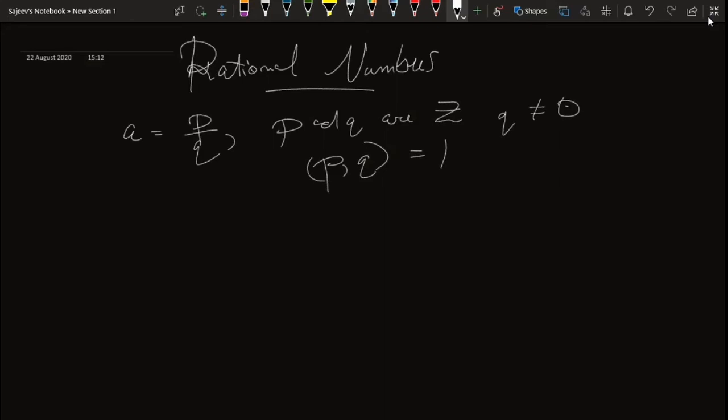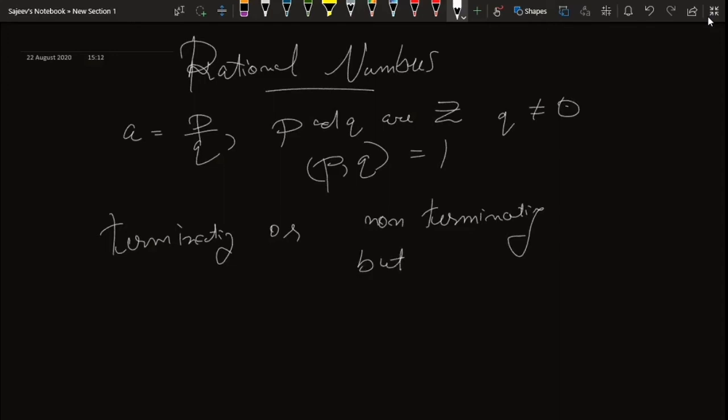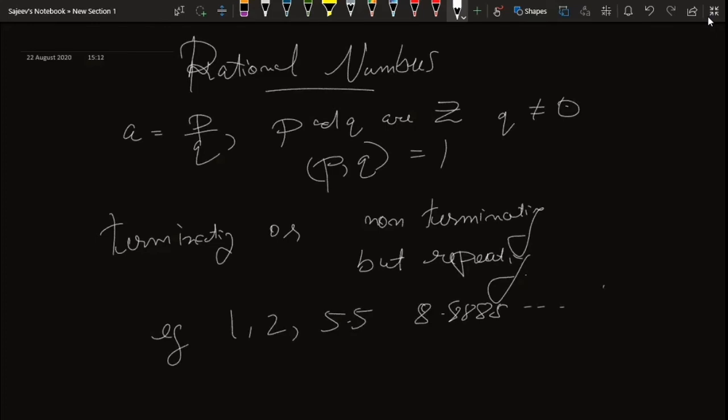These numbers are either terminating or non-terminating but repeating. Examples are 1, 2, 5.5, 8.8888 and so on, or 2 by 3, etc.